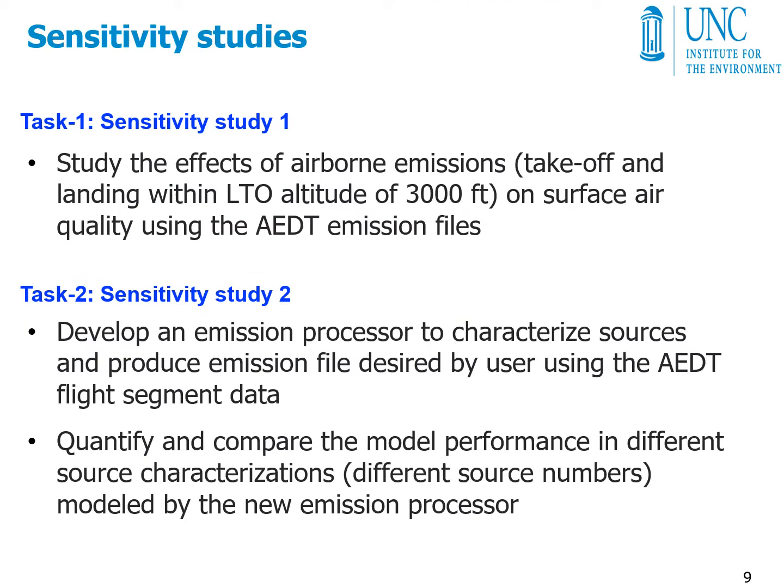This slide shows that we have done two tasks. Task 1, which is sensitivity study 1, studies the effects of airborne emissions on surface air quality using the ADT emission files. And task 2, which is sensitivity study 2, develops an emission processor to characterize source and produce emission files desired by the user using the ADT flight segment data, and then quantifies and compares the model performance in different source characterizations modeled by the new emission processors.